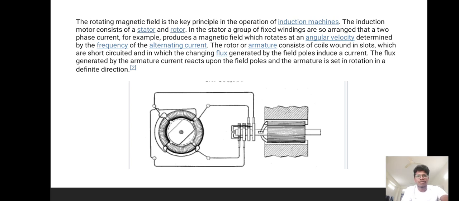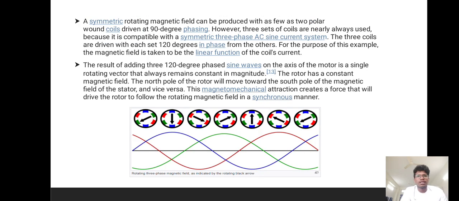in a definite direction. A symmetric rotating magnetic field can be provided with as few as two coils driven at a 90 degrees phase. However, three sets of coils are nearly always used because it is compatible with a symmetric three phase AC sine current system. The three coils are divided with each set 120 degrees in phase from the others.